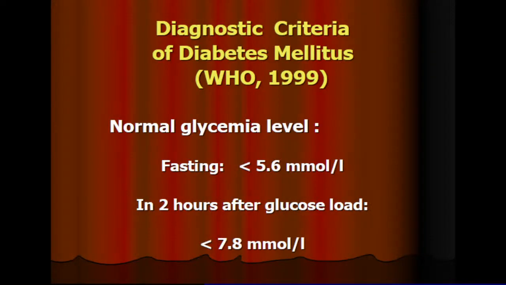I'd like to attract your attention to this information. Diagnostic criteria of diabetes mellitus, World Health Organization, 1999. Normal glycemia level: fasting, less than 5.6 millimole per liter, and 2 hours after glucose load or after meal, glycemia will be less than 7.8.